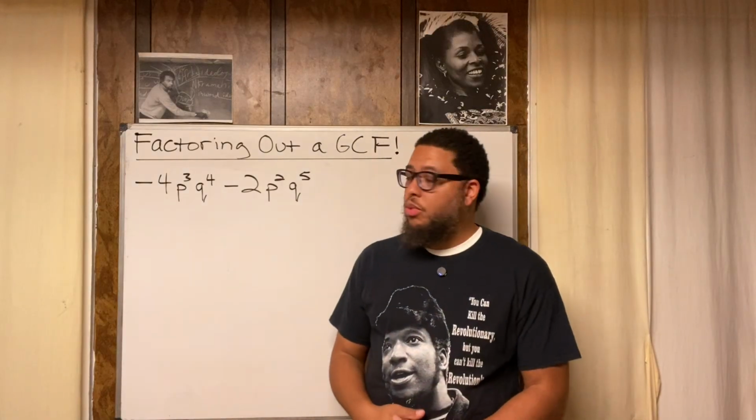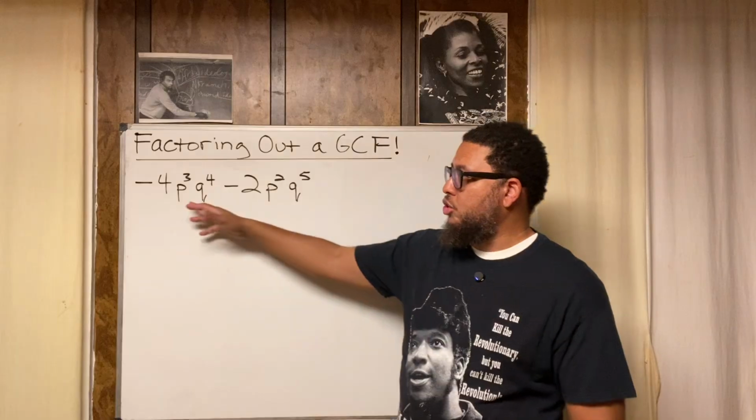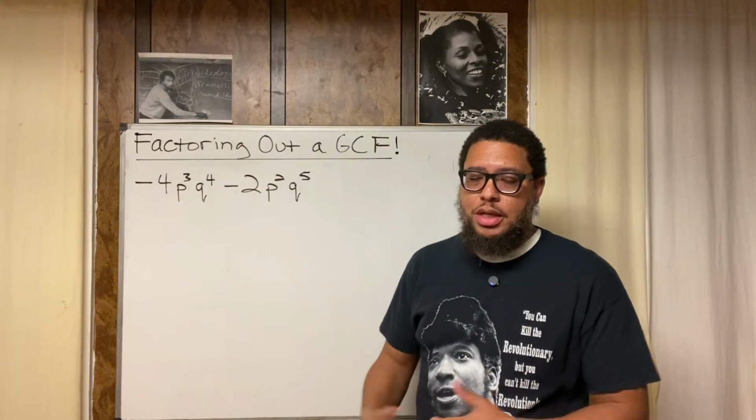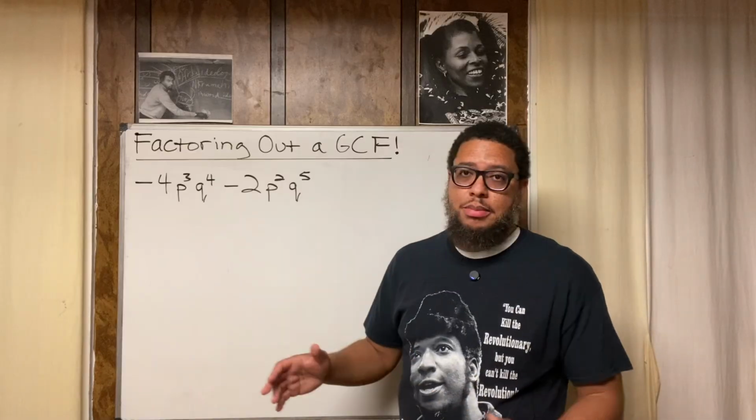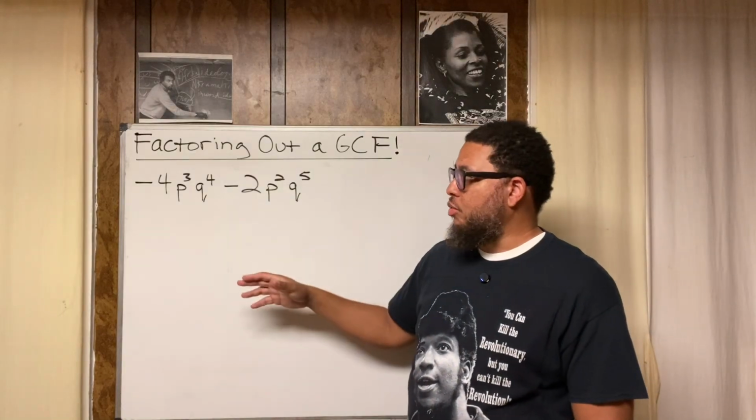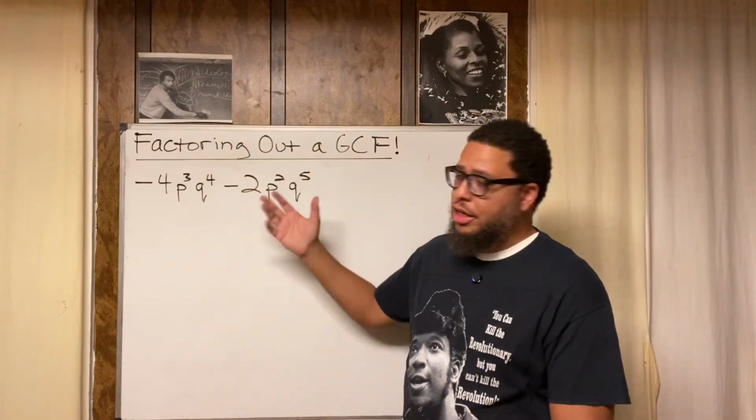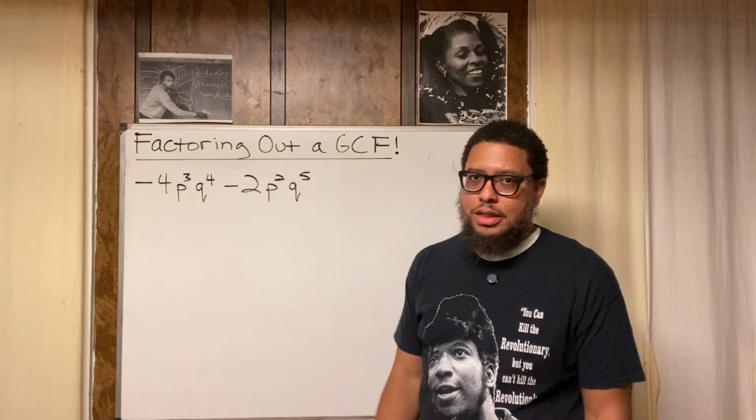All right. Now, what are we doing today? We are factoring out a GCF of an algebraic expression in order to factor it into simpler terms. Now, first thing, don't get intimidated. There's a lot going on here. We got a lot of different variables, a bunch of different exponents. We got negative signs. Relax. Take a deep breath. Don't get intimidated.